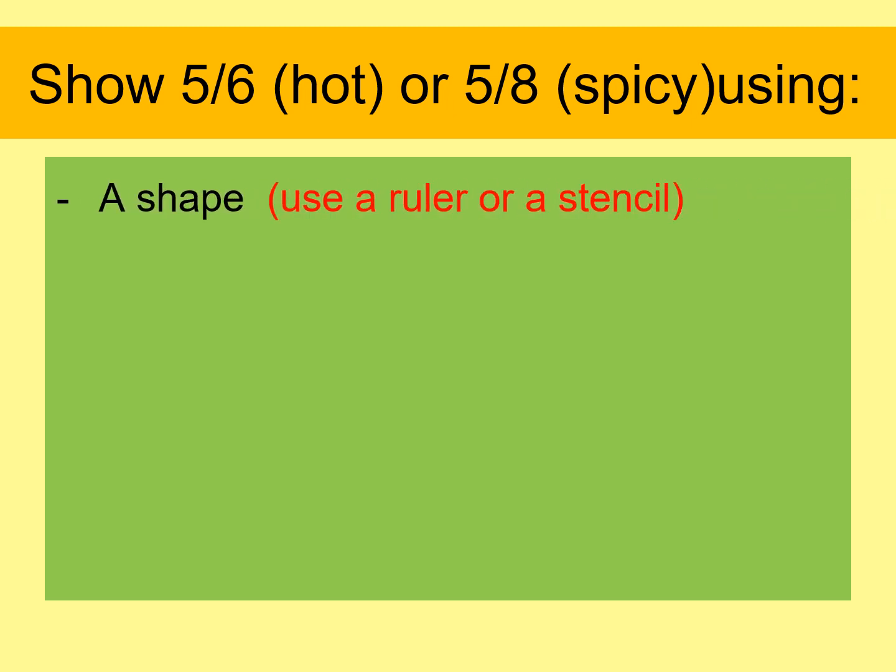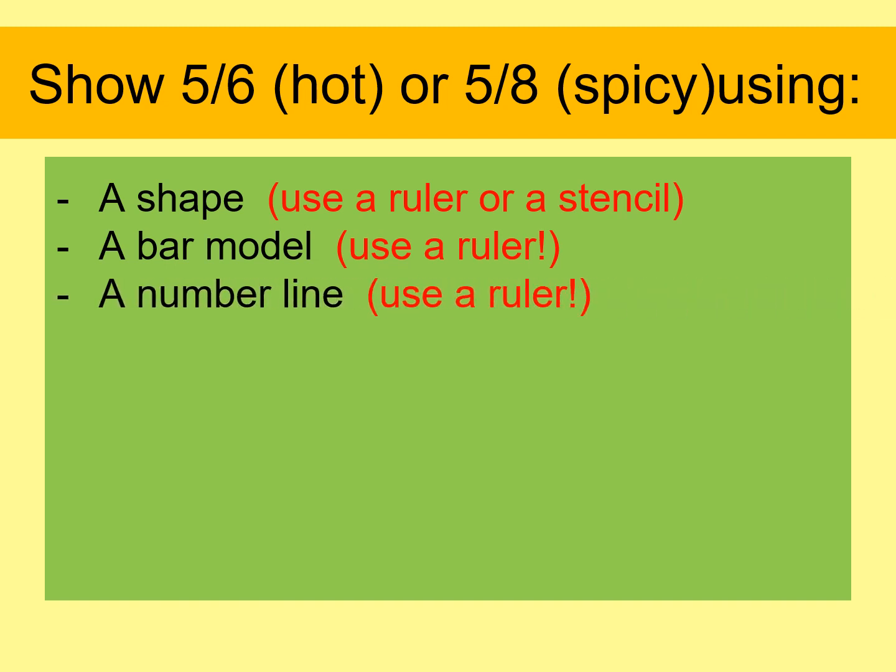I want a shape, so use a ruler or a stencil. Like I said, if you're doing a circle, maybe you could use a cup, something like that, or use a ruler. You could also, if you have a stencil, then maybe hexagon or an octagon, and you could work out how to divide that into 8ths or 6ths. A bar model, again, use a ruler for 2 reasons. 1, to make the bar model, the line straight, and 2, so you can measure each part exactly. A number line, use a ruler. The line must be straight. The parts must be the same distance apart, or it's not a proper fraction.